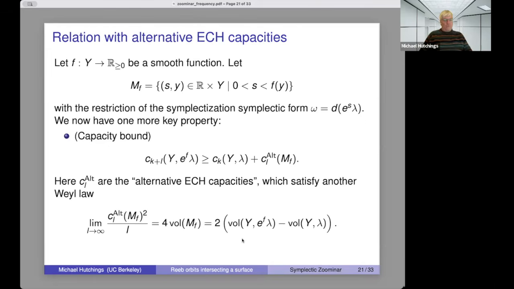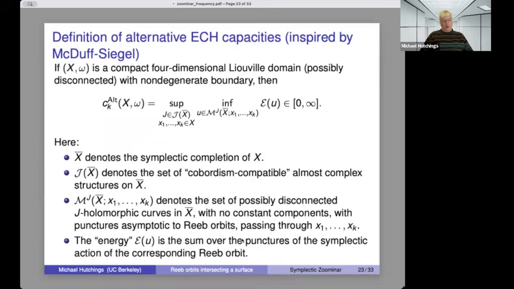And you might ask me, all right, well, where are all these crazy invariants coming from? So let me briefly review the definition. The definition actually only takes a page. So this is for the alternative ECH capacities. This is the whole definition.